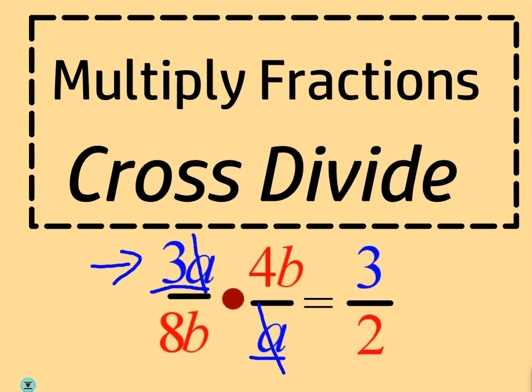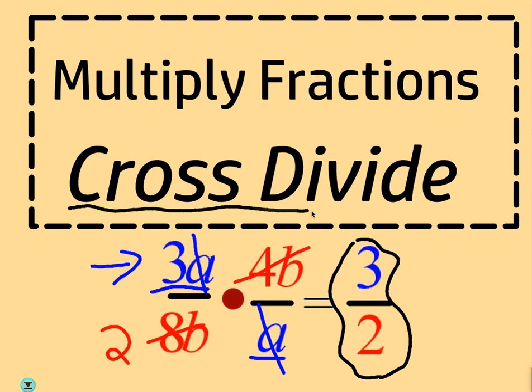This would simplify to, somebody know what 8b over 4b is? The b's are going to cancel. What's 8 over 4? Okay, so the 8 is bigger than the 4. The 2 is going to go down here, and that's why we get 3 over 2.